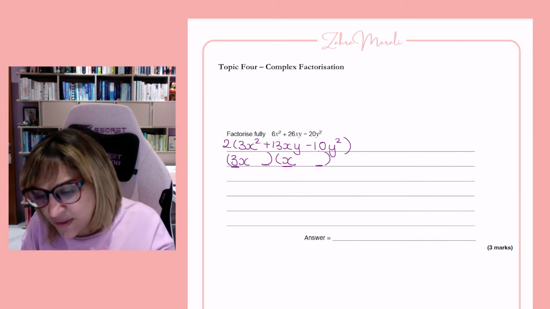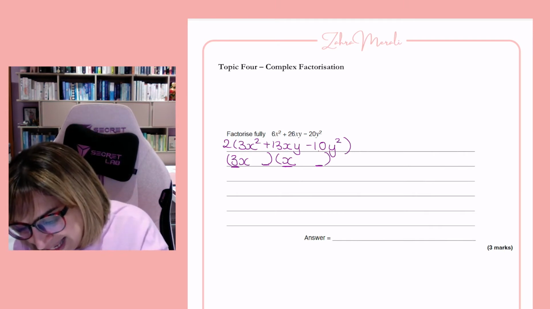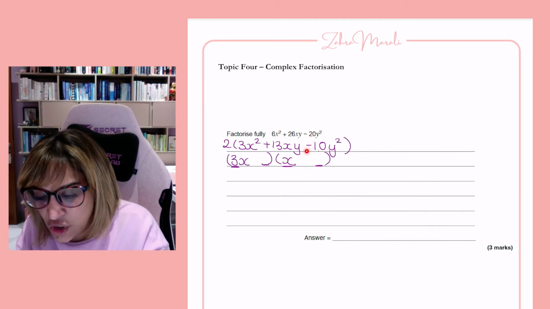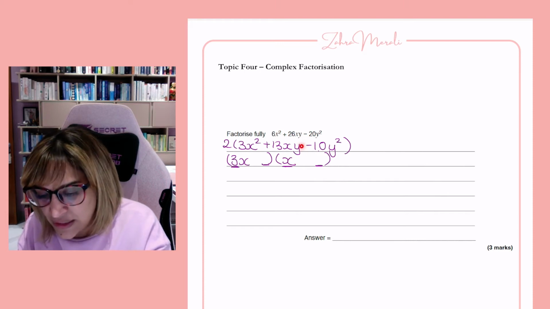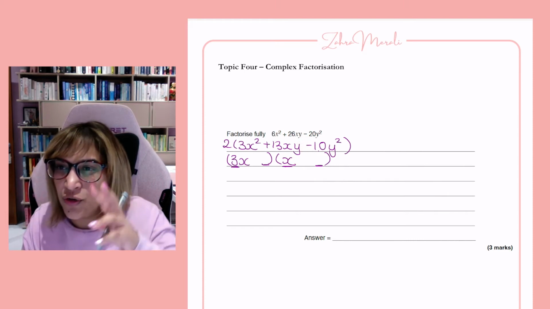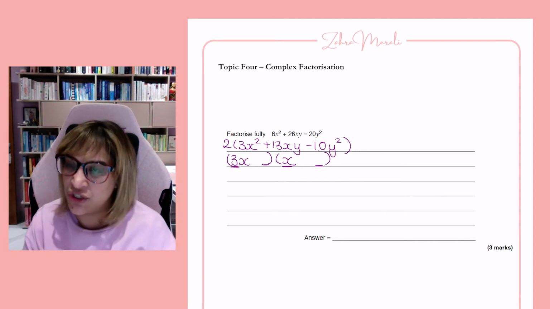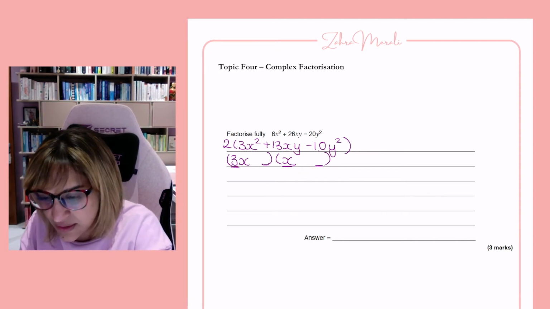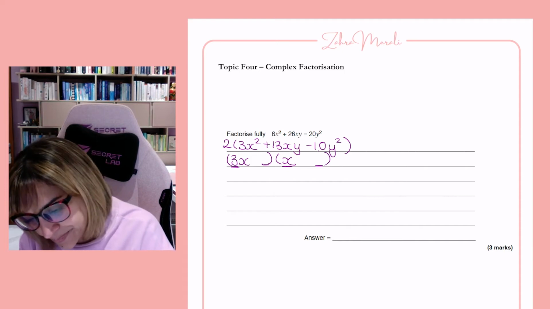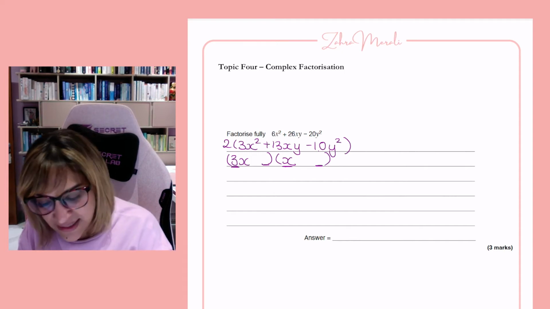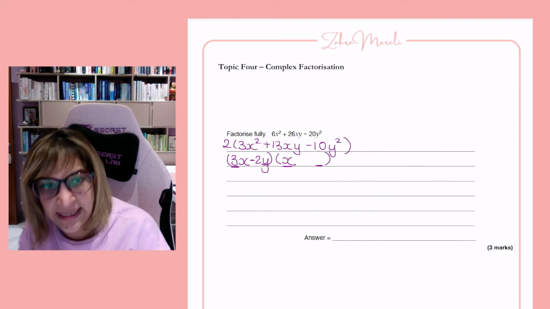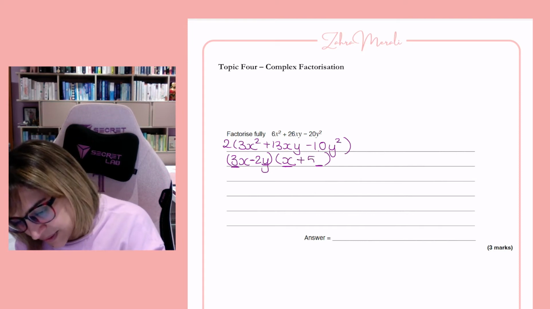So the way that you think about it is, if this is a minus, you know that you're taking away these two multiplied by each other to give you this. So we end up with 3x minus 2y and x plus 5y.